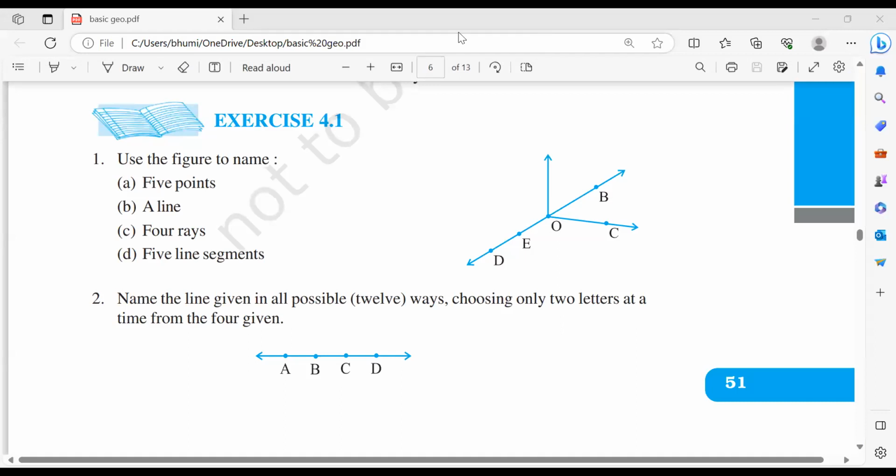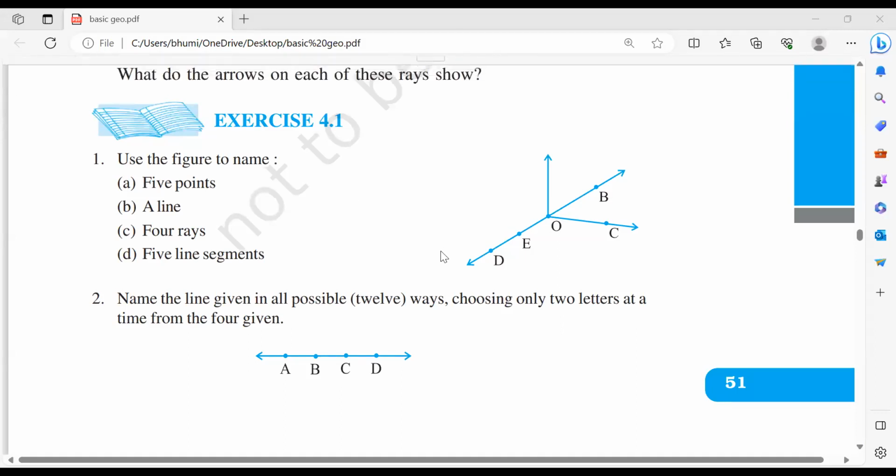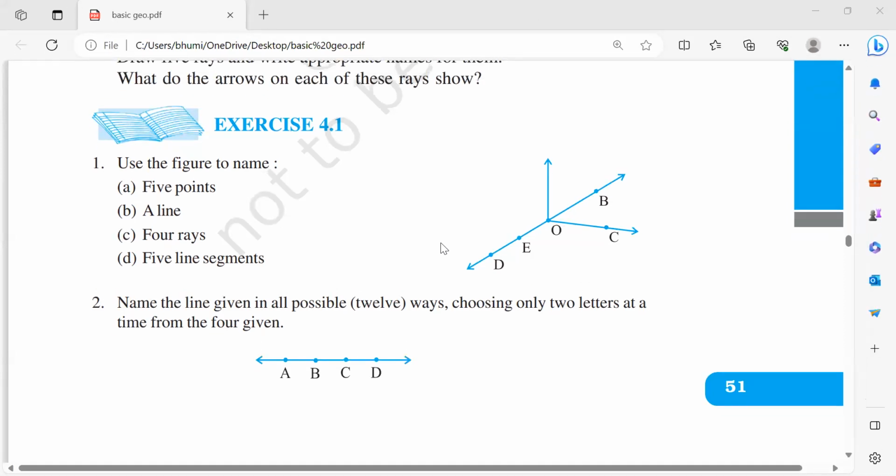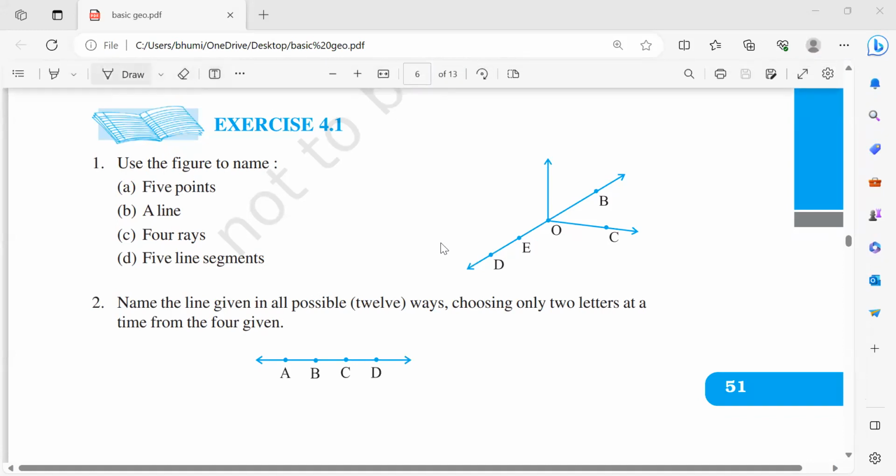Hello everyone. This is the new chapter for your half-yearly examinations. This is the NCERT solutions of chapter 4, Basic Geometrical Ideas. This is exercise 4.1. Let's see the solutions for this.